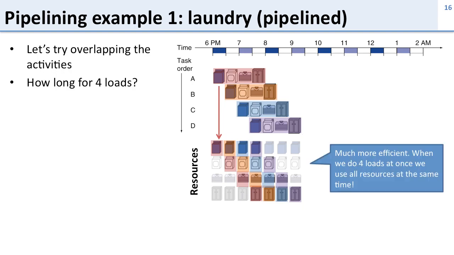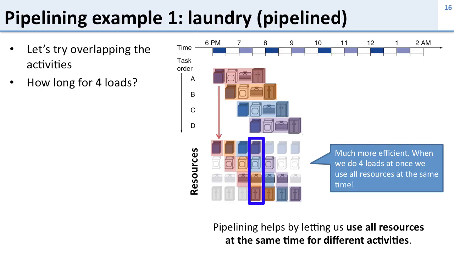So if we can do 4 loads at once, we can use all the resources at the same time. And that's what you see here. Here we're using the washer for the fourth load, the dryer for the third load, folding the second load, and using the closet for the first load. So pipelining here helps us by letting us use all of our resources at the same time for different activities.